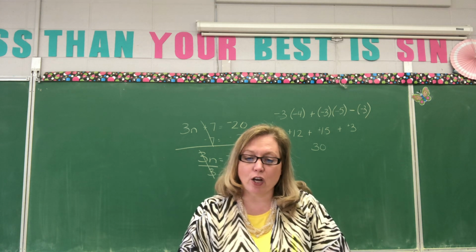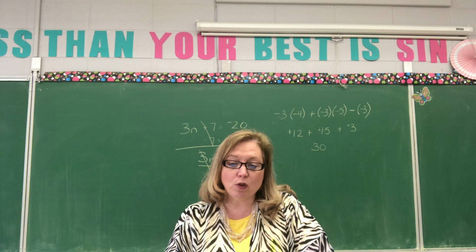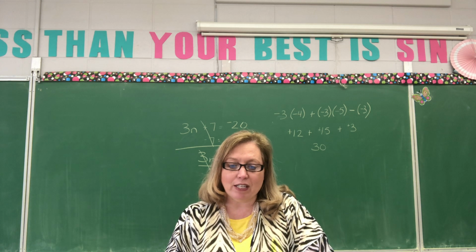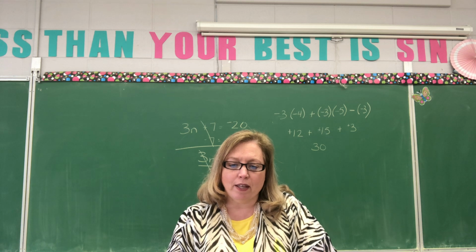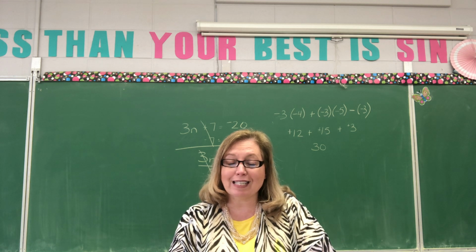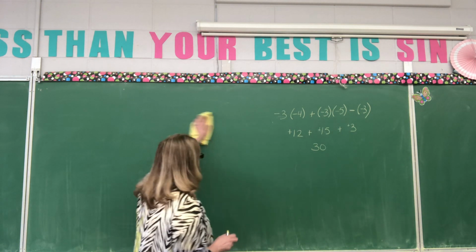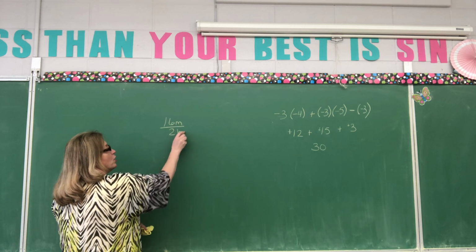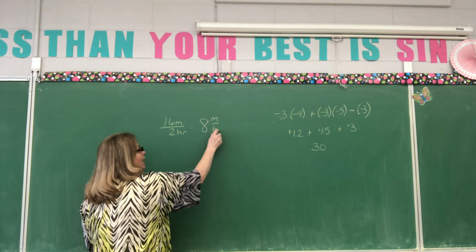After trotting down a trail for 16 miles in 2 hours, the horse and the rider tripled their speed by galloping for the next 72 miles. How many hours did the horse and the rider gallop? Okay, so let's think this through. They went trotting down a trail for 16 miles in 2 hours. That's the first thing we know, okay? They went 16 miles in 2 hours. How fast were they going? They were going 8 miles per hour.